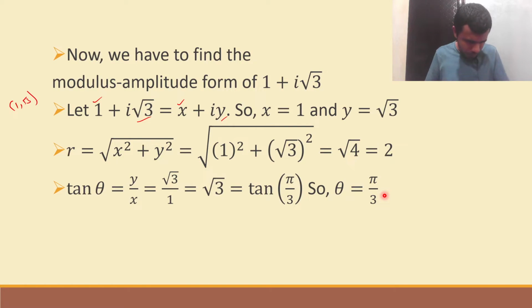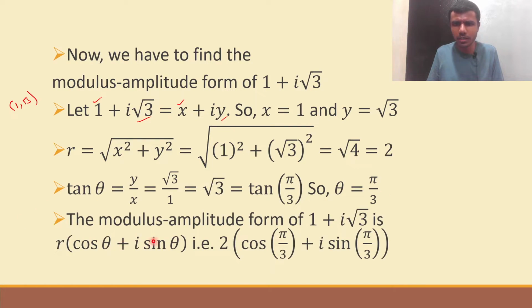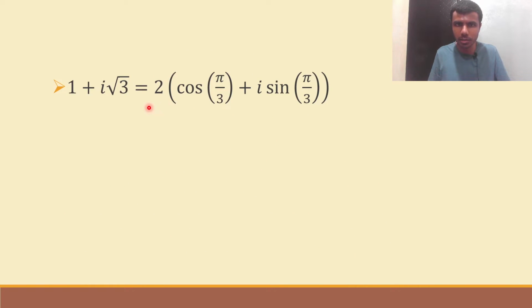Next what? Just put it in the modulus amplitude form. The modulus amplitude form is r into cos theta plus i sin theta. r I got as 2, theta I got as pi by 3. So 2 into cos pi by 3 plus i sin pi by 3. So this is what I have. Fine. So basically what does it mean? That 1 plus i root 3 is nothing but equal to this, 2 into cos pi by 3 plus i sin pi by 3.